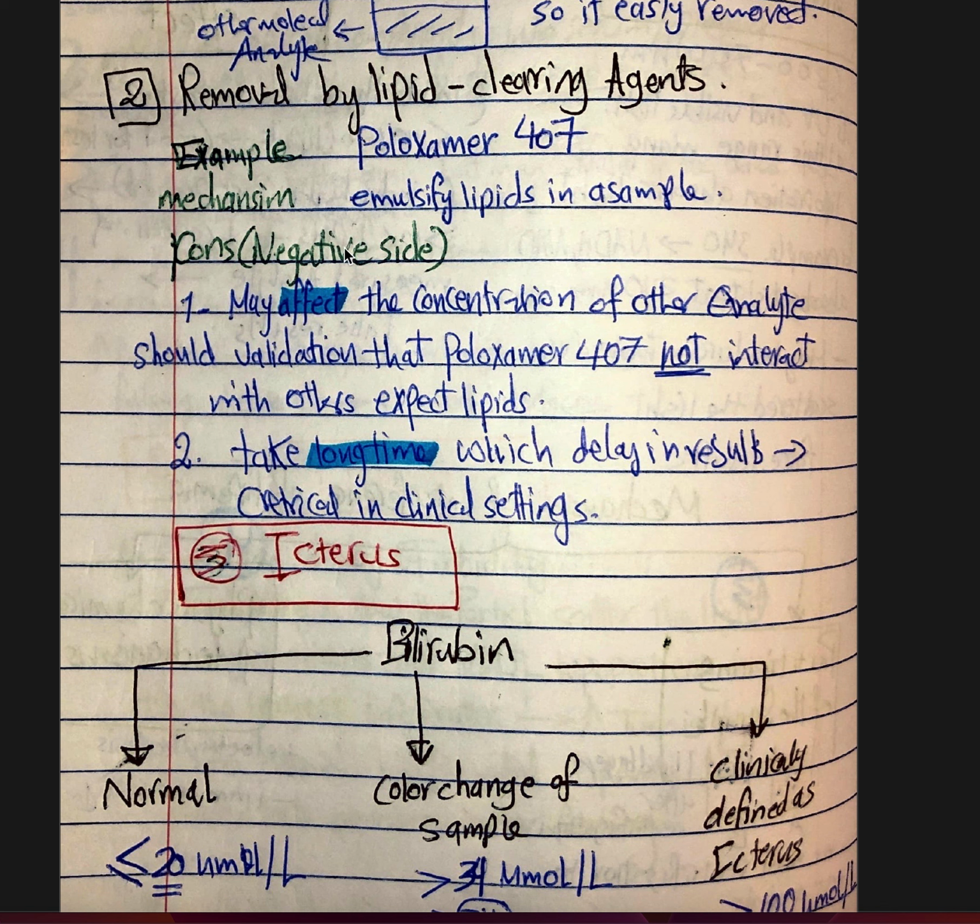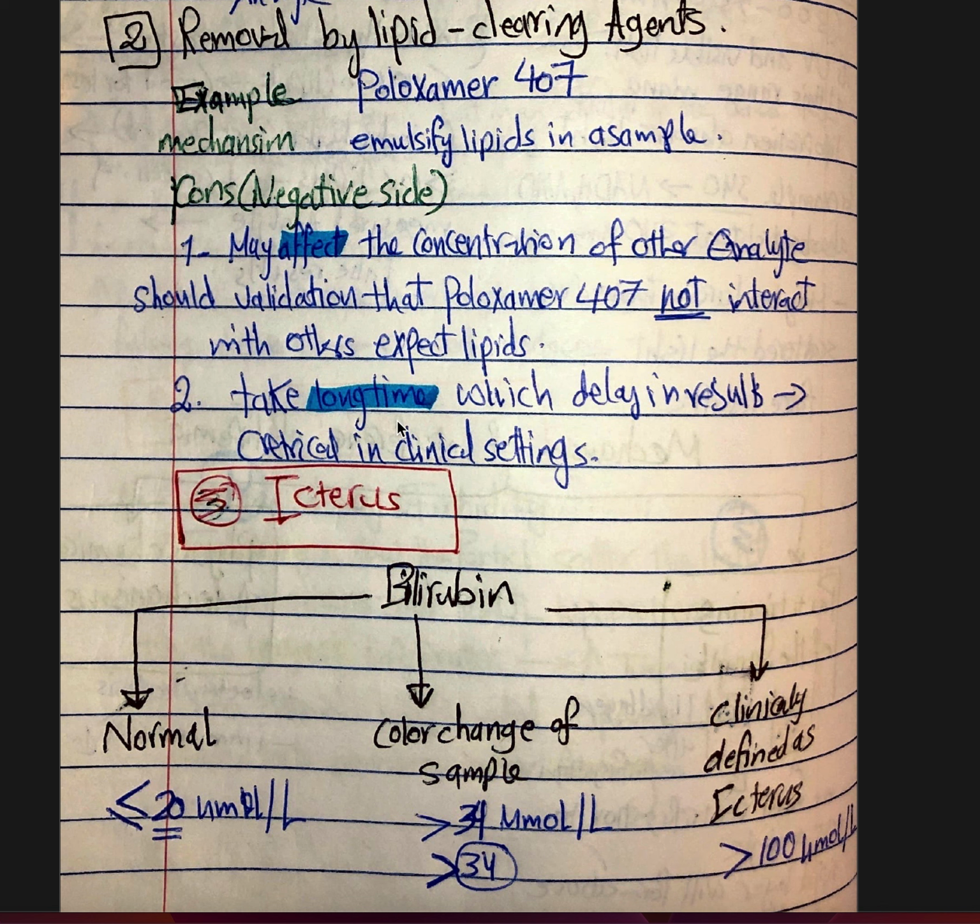The limits of poloxamer 407 are that it may affect the concentration of other analytes. We should validate that poloxamer 407 does not interact with the others, because that may affect their concentrations. The other thing is that it may take a long time, which delays the results in critical clinical settings.